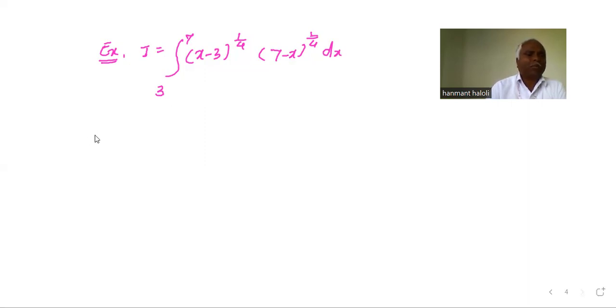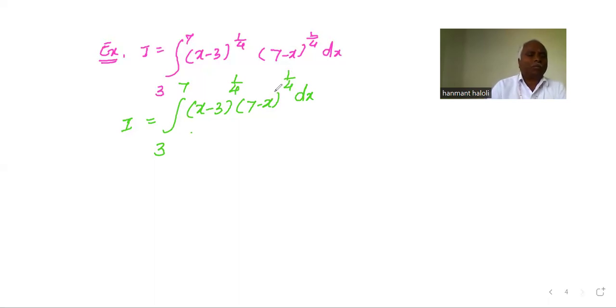But suppose you do not remember the property, then how to convert this integral into a soluble form? Then I'll say integral I equal to, so first read it properly: integral 3 to 7, (x minus 3) raised to 1 by 4, (7 minus x) raised to 1 by 4 dx.